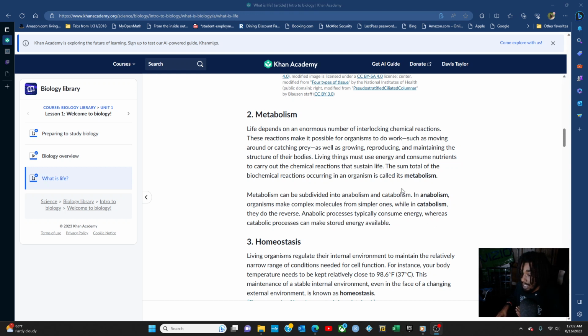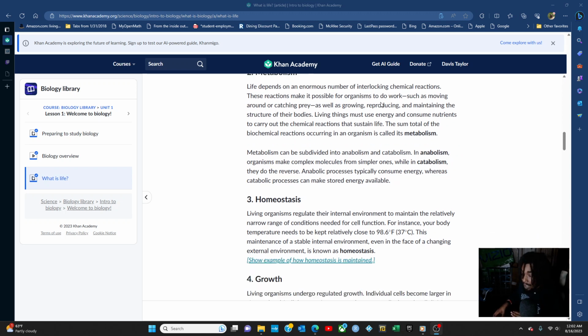So, again, the sum total of the biochemical reactions occurring in an organism is called its metabolism. Metabolism can be subdivided into anabolism and catabolism. In anabolism, organisms make complex molecules from simpler ones, while in catabolism, they do the reverse. And we can go deeper into that a little bit later.